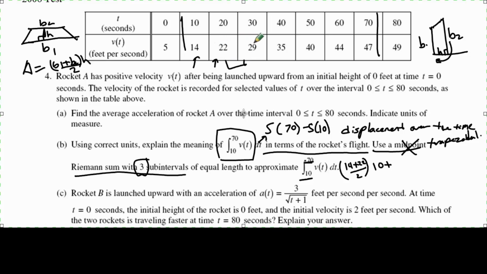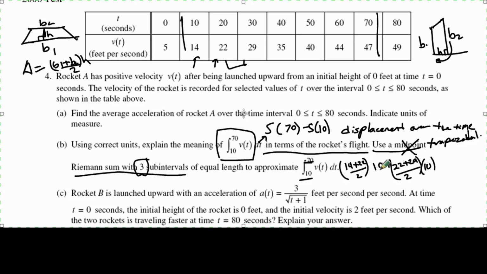So which one do I use, the left or the right? No, I don't. This is not the midpoint. Don't get me wrong, the midpoint would be at 15. I'm not going to be necessarily at 15. I'm using the average of the heights. So it seems like a midpoint, but it's not really. So I do 22 plus 29 divided by 2. So the average of my bases times my height of another 10.